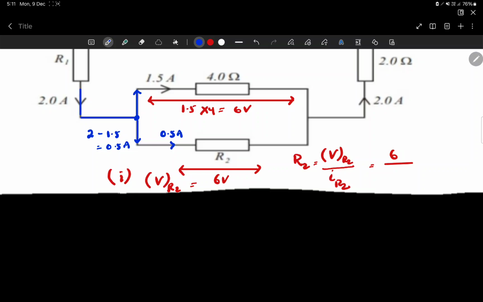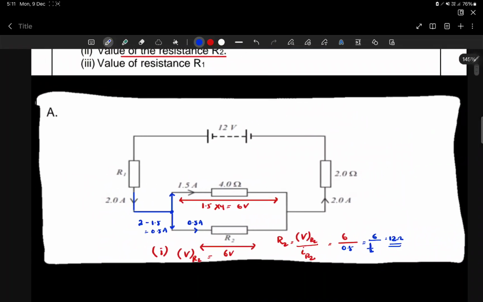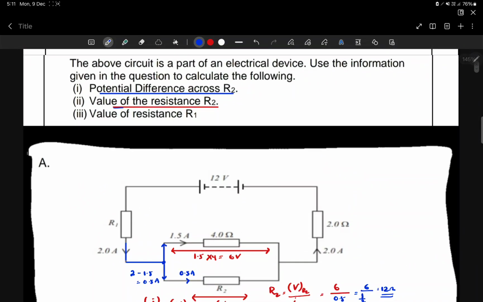Now easily we can calculate the resistance R2 value. So 6 by current through R2, which is 0.5 ampere. If you solve 6 by 1 by 2, that is your 12 ohm. So the value of resistor R2 is 12 ohm. So this is our second bit answer. Next it is asking value of resistance R1.